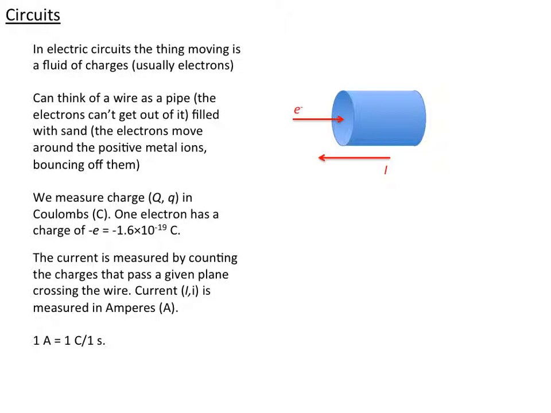So we should say what we're going to measure in our circuits. The things that move, the charges, we'll usually label with a symbol Q, big Q or little q, and we measure it in coulombs, abbreviated capital C. To give an idea of how big a coulomb is, note that one electron has a negative charge of magnitude 1.6 times 10 to the minus 19 coulombs. Flipping that over, we see that 1 coulomb would consist of 6 times 10 to the 18th electrons.